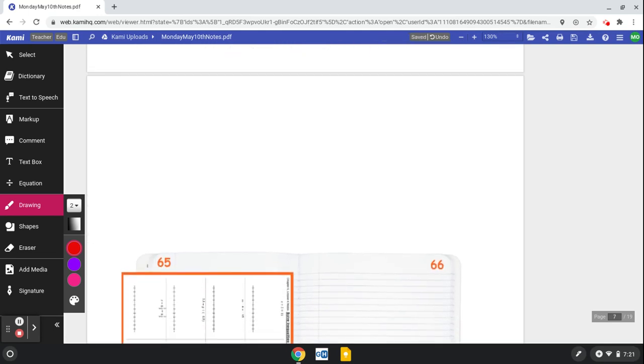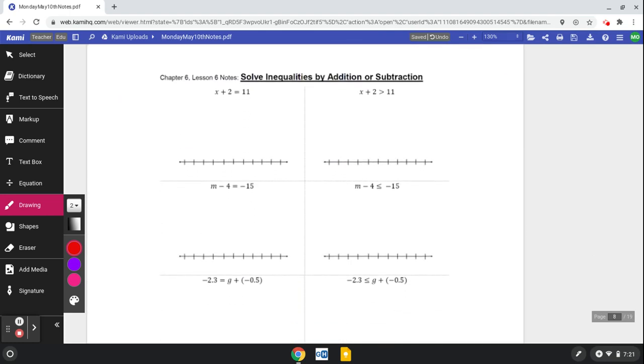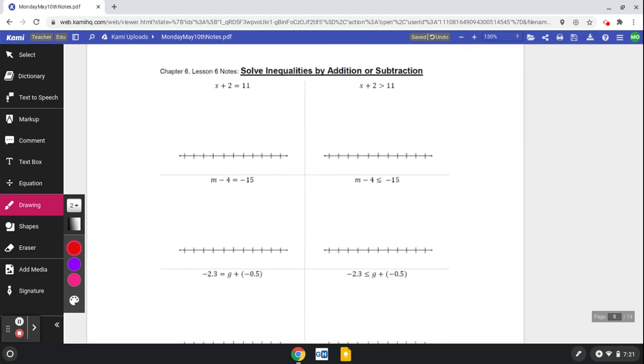All right. So now moving on to the next page. Solve inequalities by adding or subtracting. So we want to look at this just like when we did equations, one-step equations. You want to use the inverse operations. Okay, so remember doing inverses?